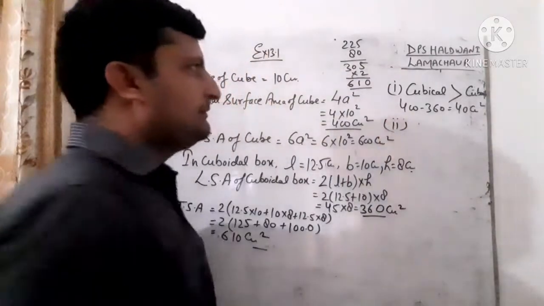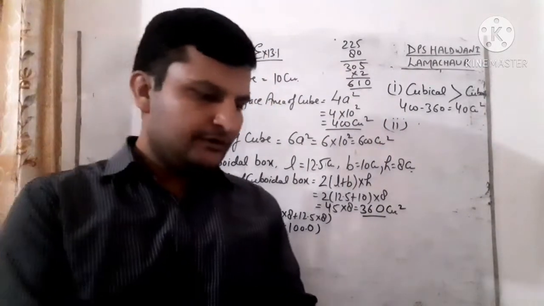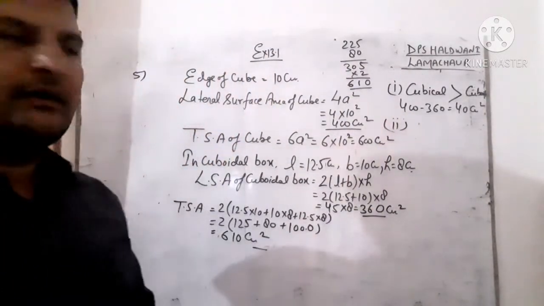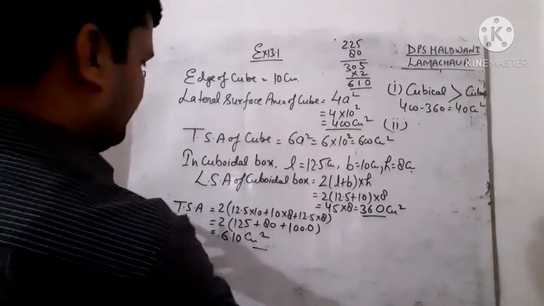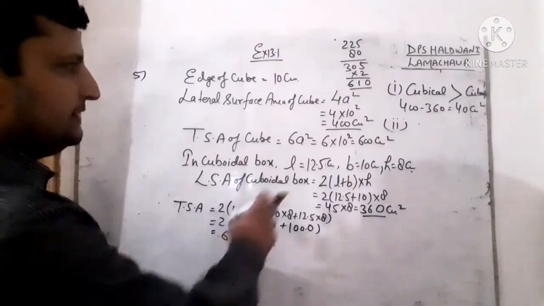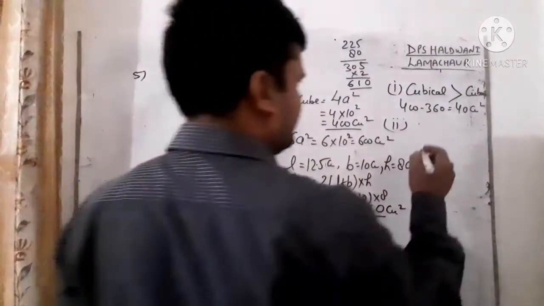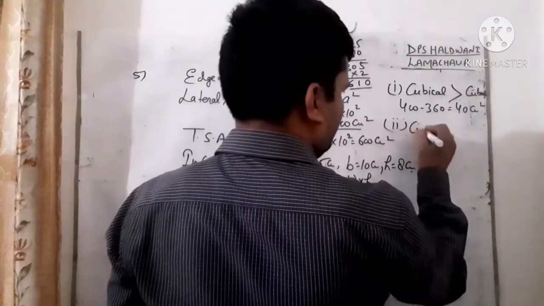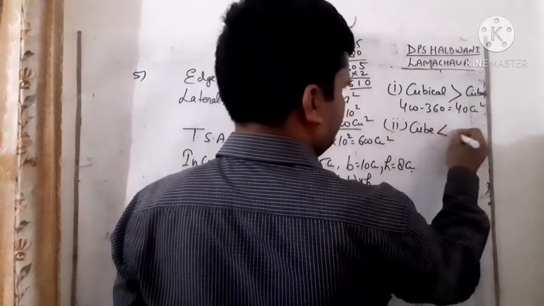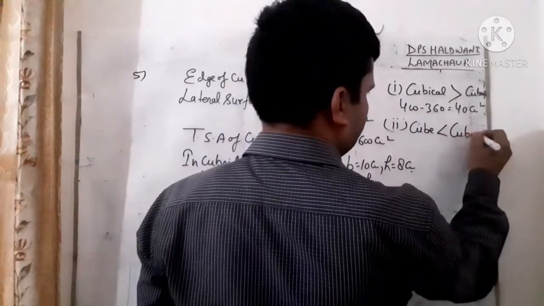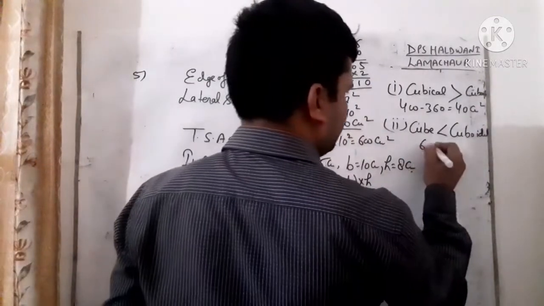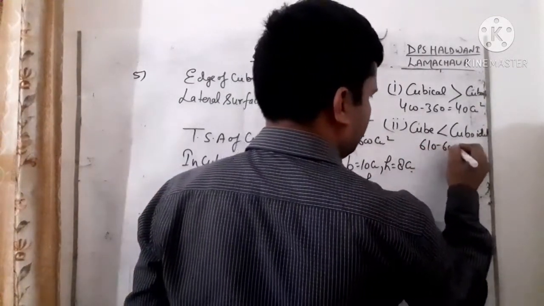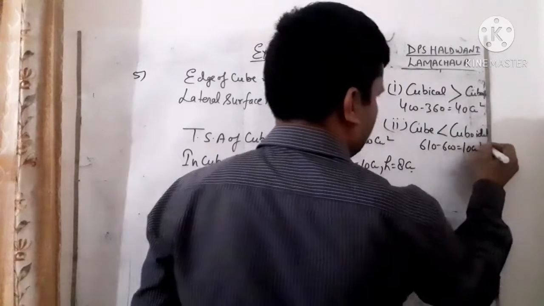Similarly in second part what we have to find? Second part, which box has the smaller total surface area and by how much? Which box has the smaller total surface area? TSA 610, it is coming 600. So cube is less than cuboidal box. And by how much we can write it? 610 minus 600, that is 10 centimeter square.